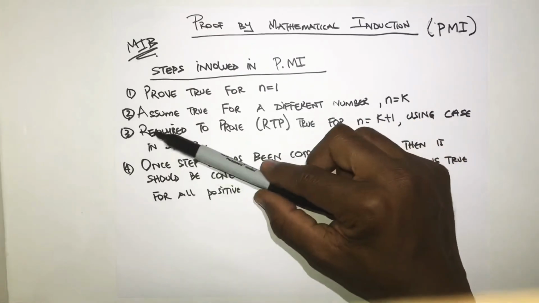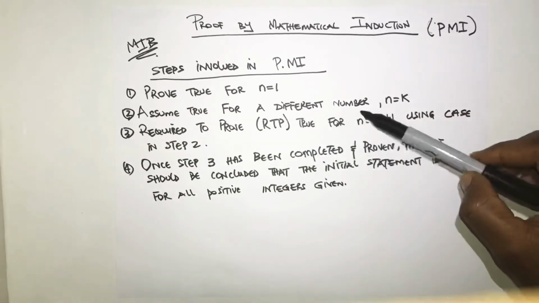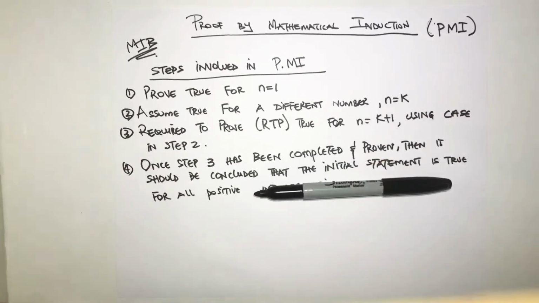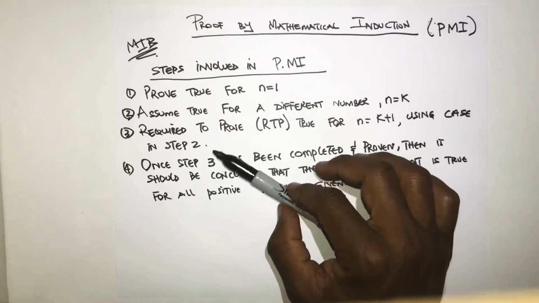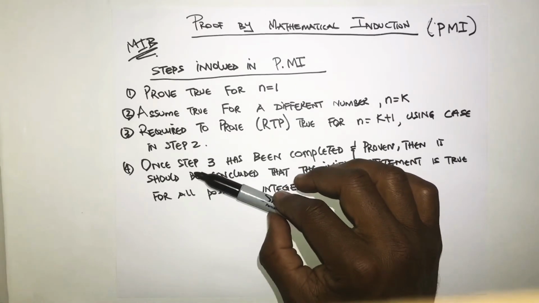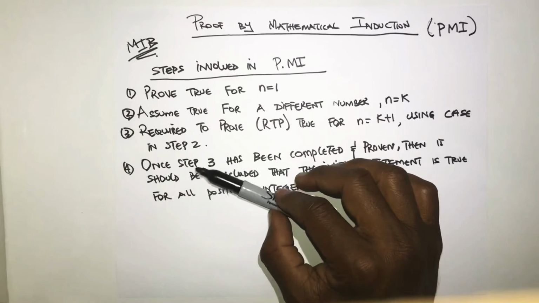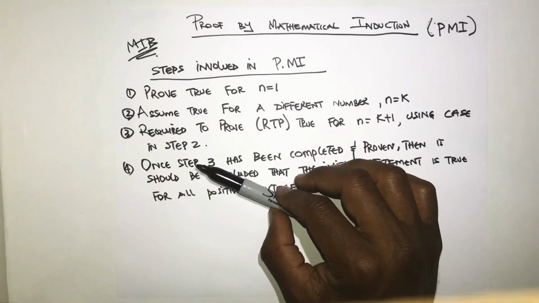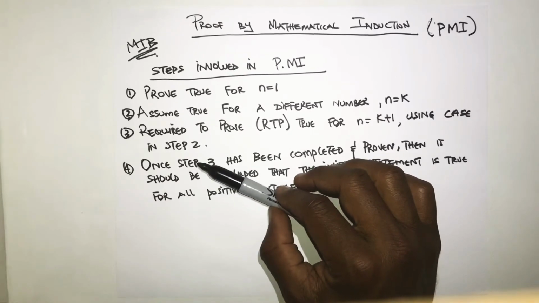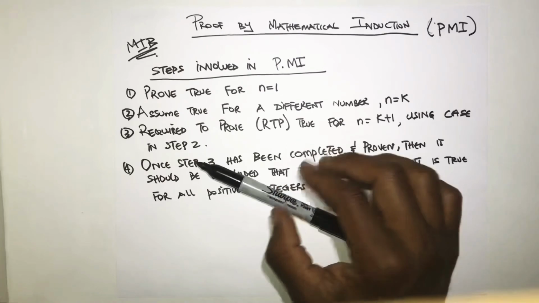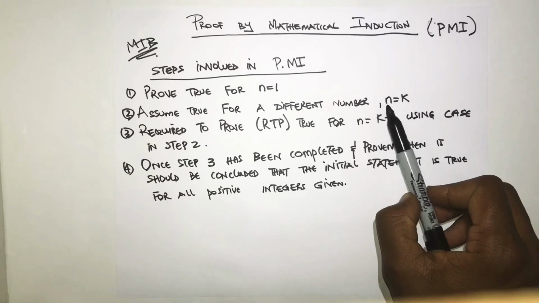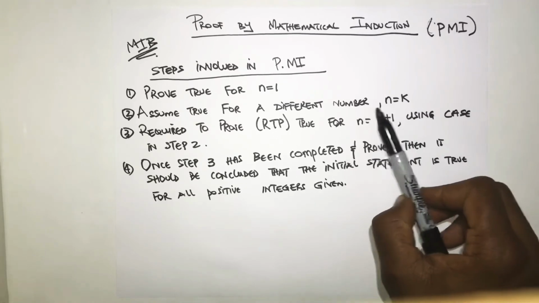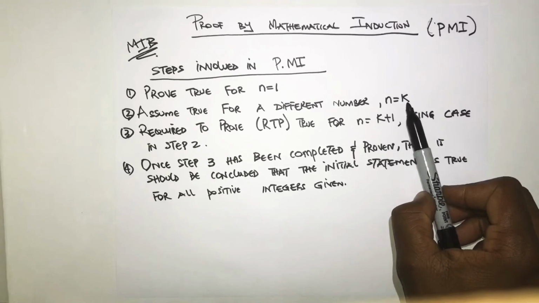Then the second step is to assume true for a different number. So you're saying that if you have proven true for n equals 1, you want to assume it will be true for another number, whatever the number is. Let's just say the number is 43, 34, whatever, just a random number. So you're using a different number from n equals 1, and you call that number k, right?